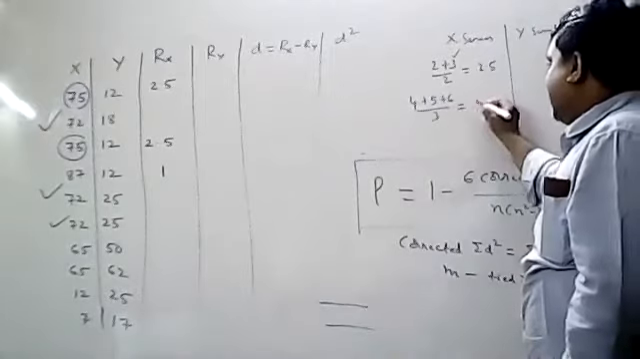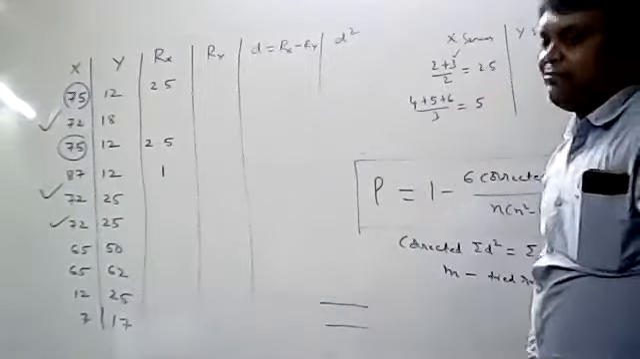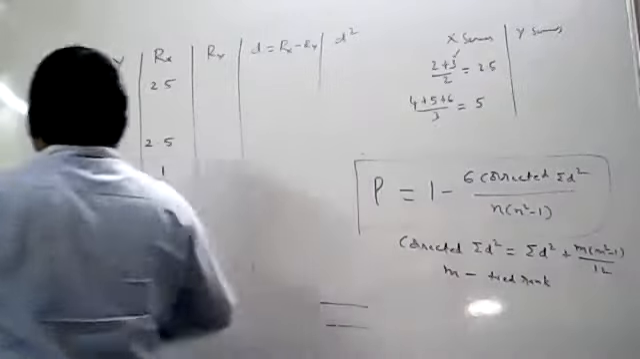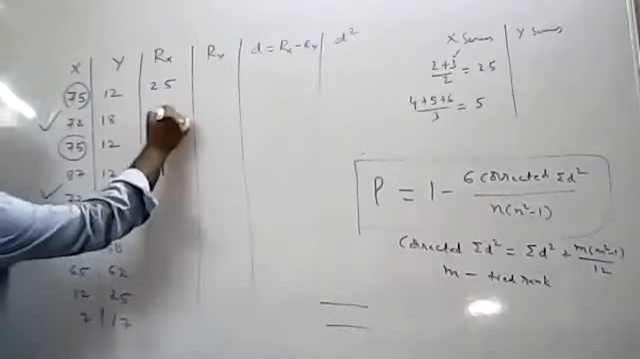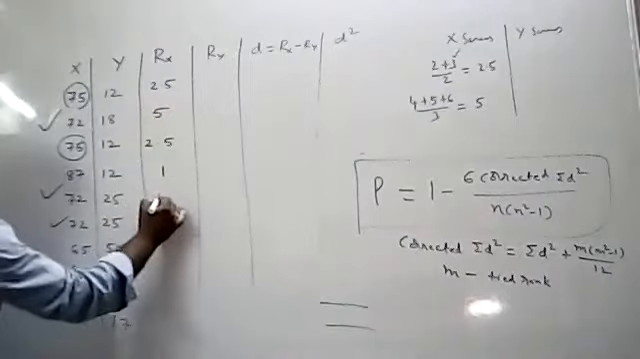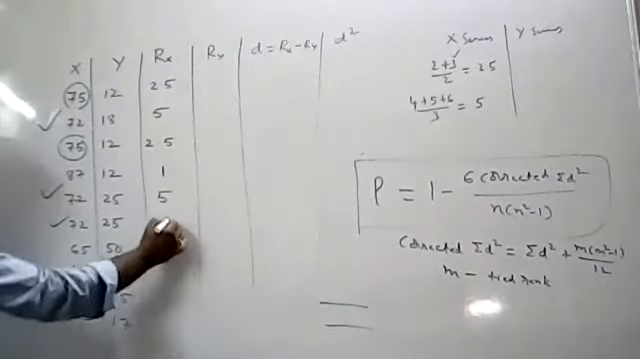That means what is this one? 15 by 3. 15 by 3 means 5. Assign 5 for all the values. So for this 72, rank number 5. For this 72, rank number 5.